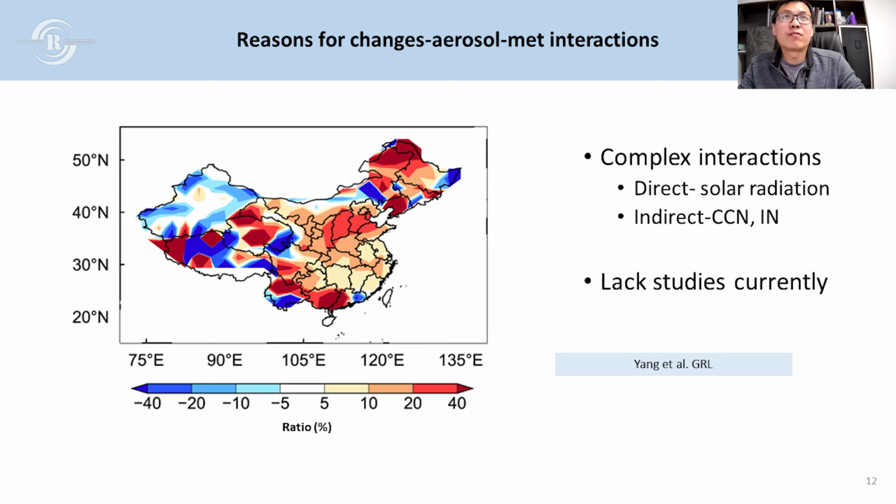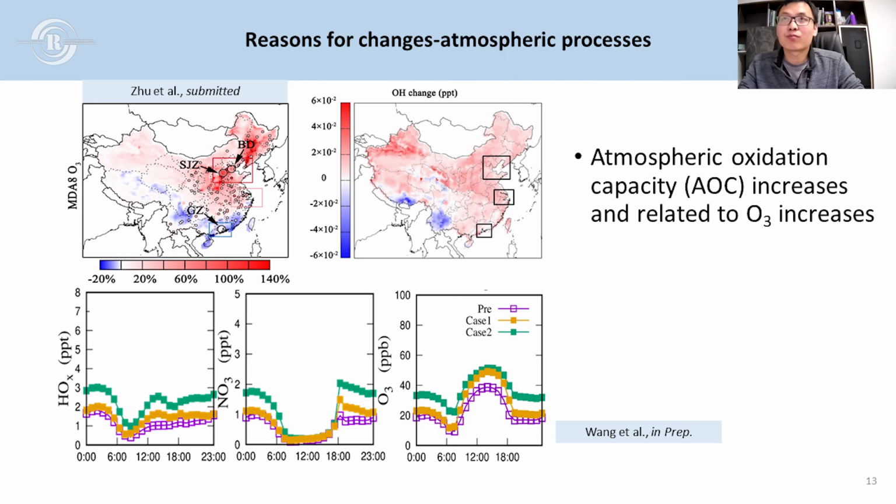Zhang et al., in their research letter, looked at the ratios of pollutant changes due to the aerosol meteorology interactions in China. It can be as large as 40% in some locations. So the other thing, I think, is the atmospheric processes. When you have changes in the emissions, the atmospheric processes change, especially the chemical reactions.